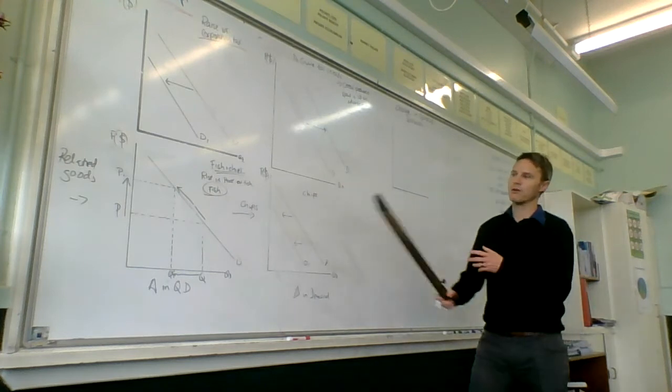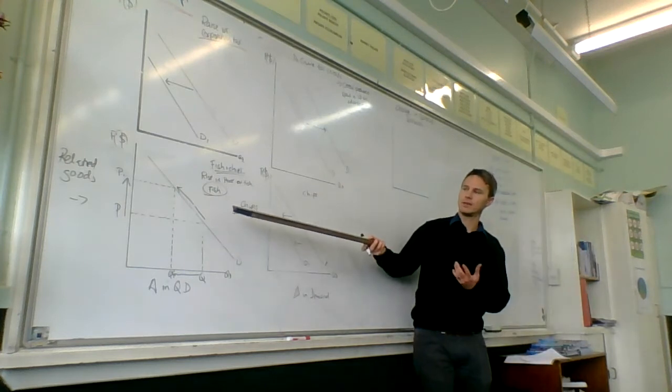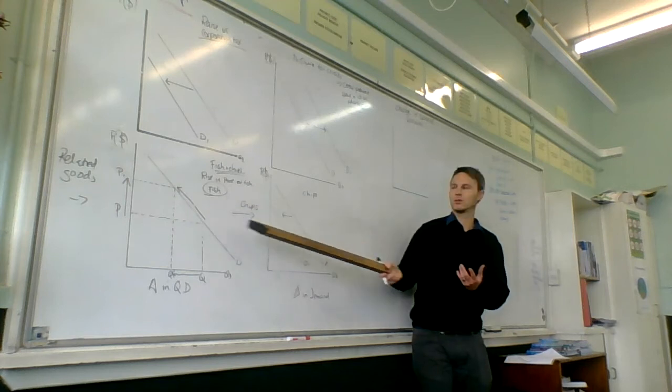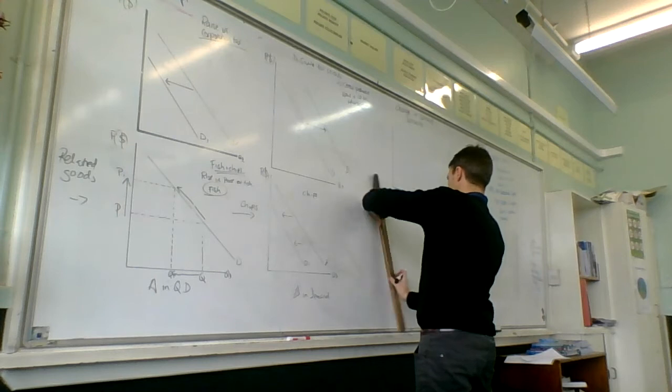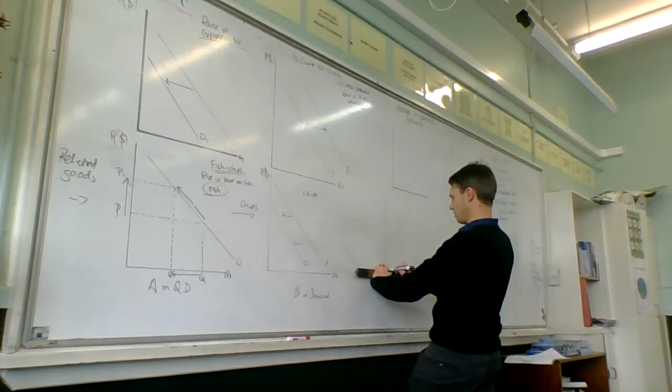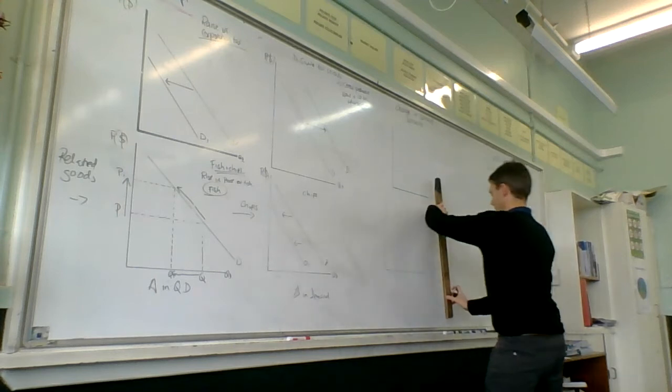Right, so whenever we've got related goods, complementaries will be linked together. We want to do two. So we're going to do the other scenario, so we need to draw two more, which I forgot.